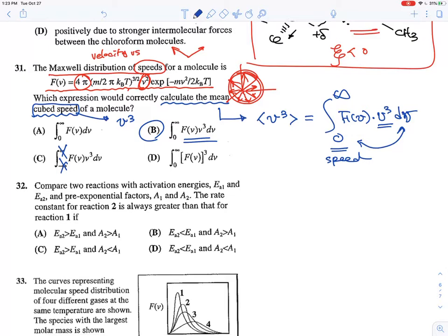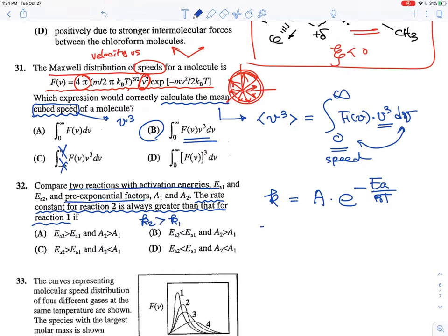Okay, so there are two reactions with an activation energy and pre-exponential factors. Looks like an Arrhenius equation now. So reaction rate is A times exponential of minus activation energy divided by kT or RT. So that's the one. And then they say the reaction rate constant for reaction 2 is always greater than that for reaction 1. That means K2 is bigger than K1.